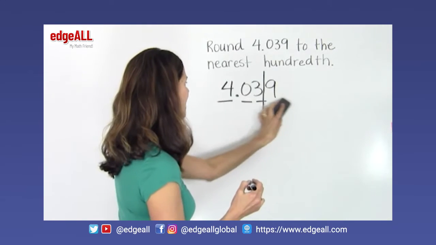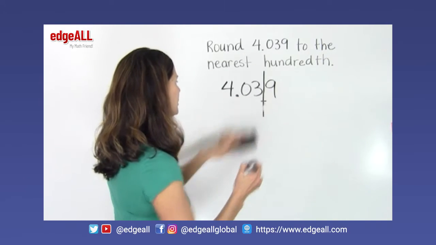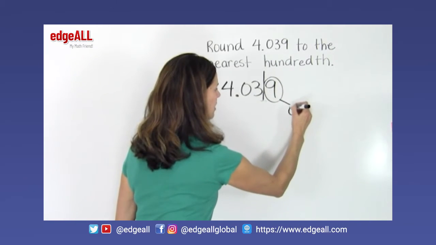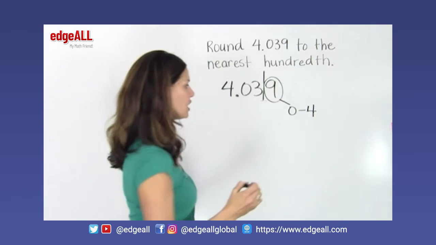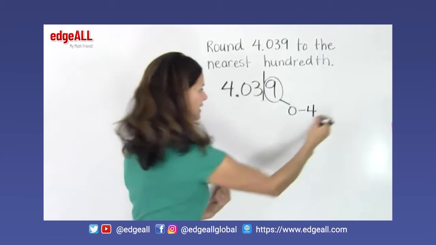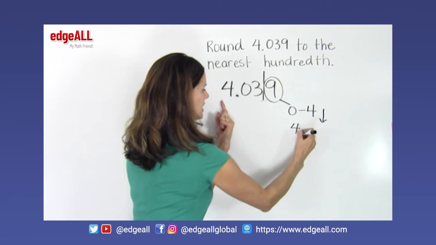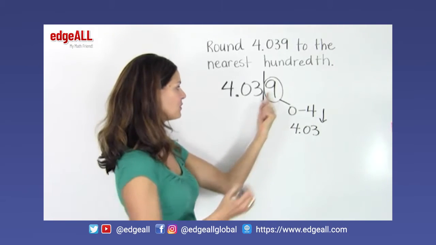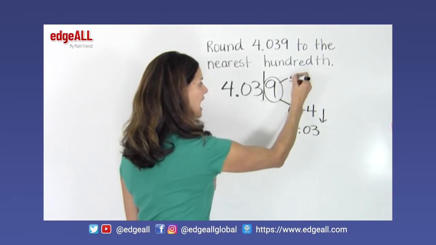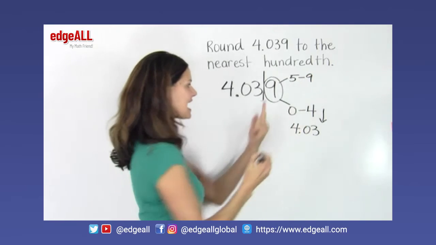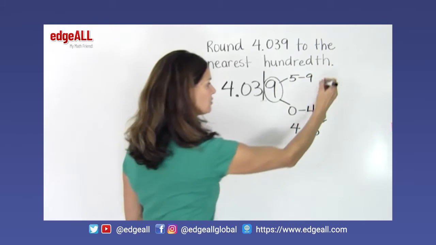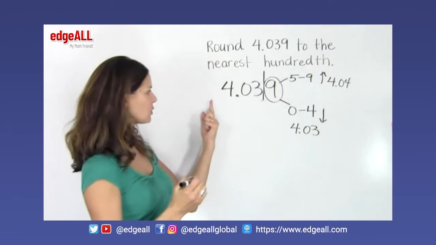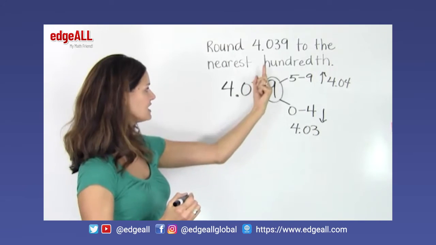If the digit after the one that you want to round to is a 0 through a 4, you are going to round down. In this case, we would leave our number 4.03. But if this number here is a 5, 6, 7, 8, or a 9, we are going to round up to 4.04. So we're asked to round to the nearest hundredth.